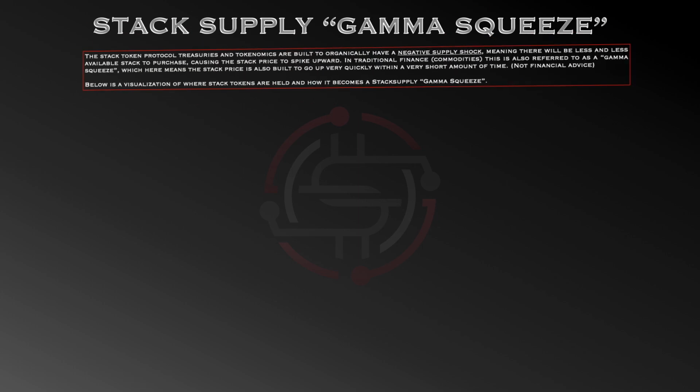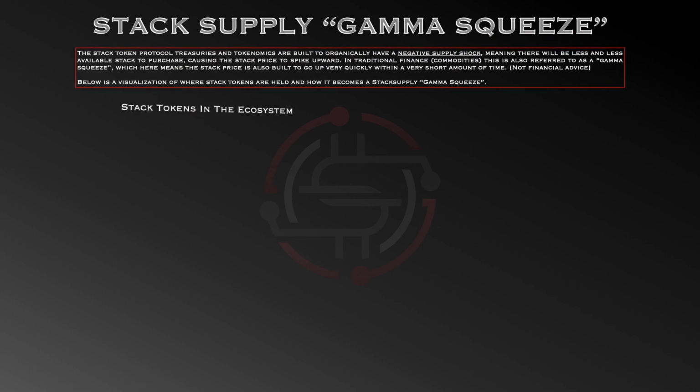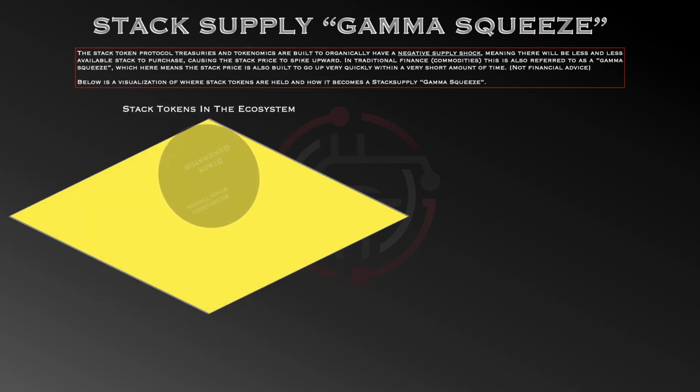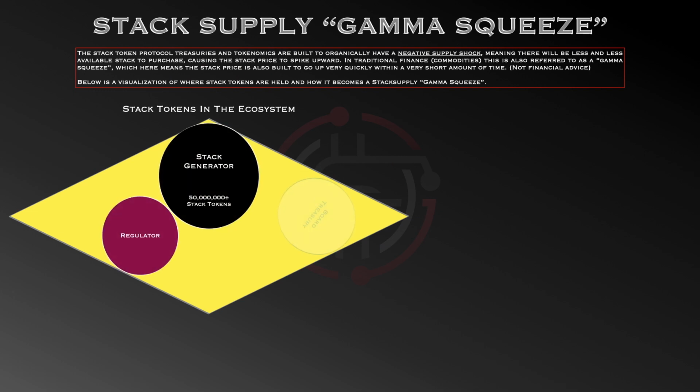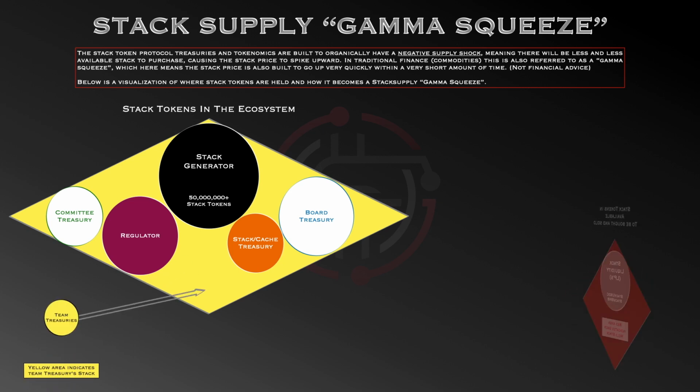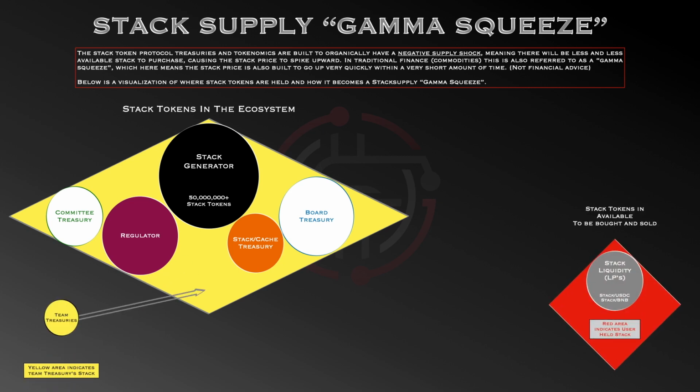So one of the key components to Stack Cash working correctly is the stack supply gamma squeeze. So the stack tokenomics and the protocol treasuries are built to organically have what's called a negative supply shock. All that means is over time, there'll be less and less stack available to purchase, causing the stack price to spike upward. In traditional finance's commodities, this is also referred to as a gamma squeeze or a supply shock.